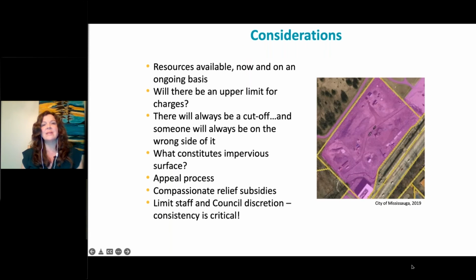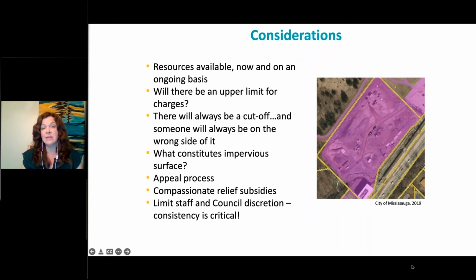So a few different considerations that we needed to keep in mind, and some of these are lessons learned as well. Some of these didn't become apparent until we really started implementing our stormwater charge. So like I said, you really want to think about the staff resources, the data management resources that you have available, both for implementation, but also for that ongoing operation. Some towns and cities that have implemented stormwater user fees have an upper limit for charges where they won't go above a certain amount. We chose not to.